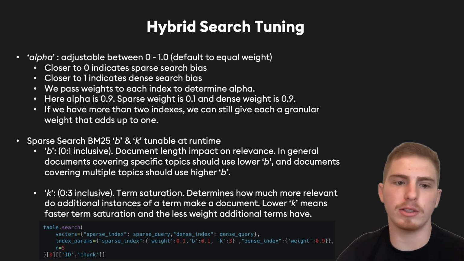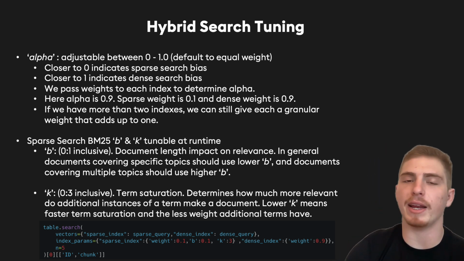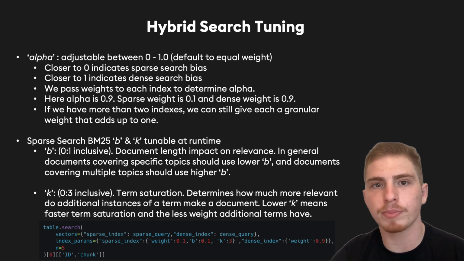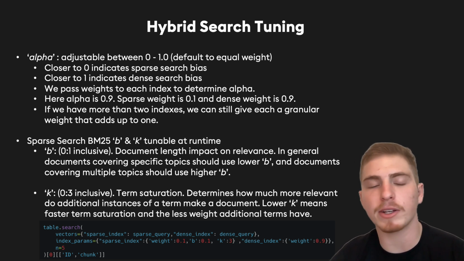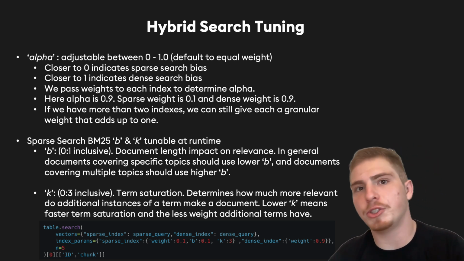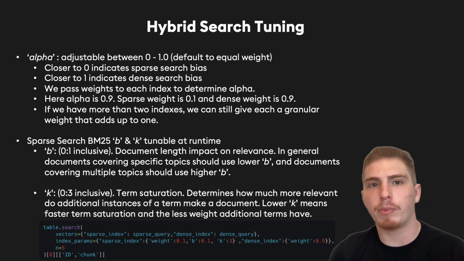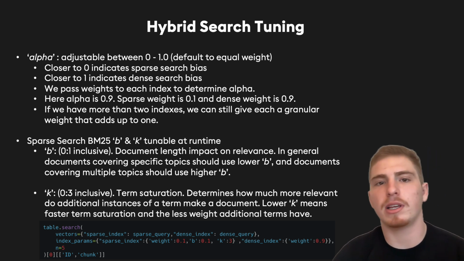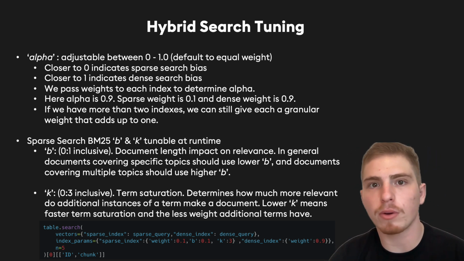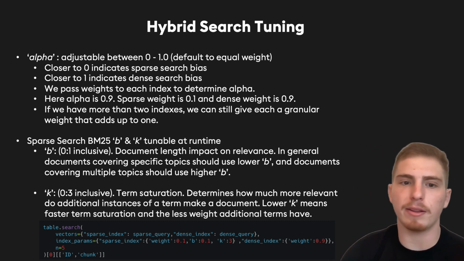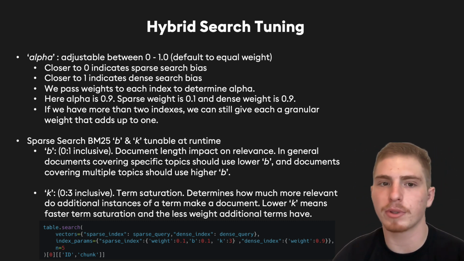There are also these additional hyperparameters of B and K that you can set when you instantiate your sparse index, or specifically your BM25 index. Or you could actually tune at runtime. Now, in practice, I recommend tuning your alpha parameter before you tune B and K because it's much more important. But if you do need that extra granularity for B and K, which is rare, then you could actually tune it at runtime. So you could set the correct B and K that you need.